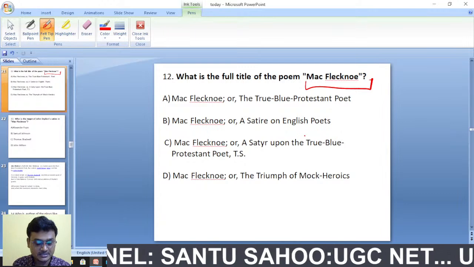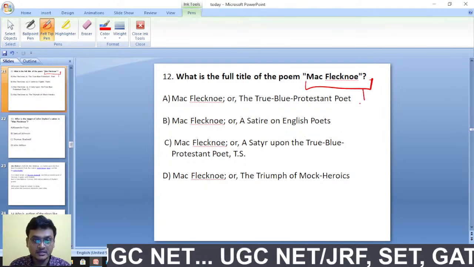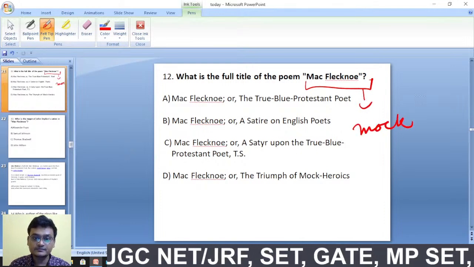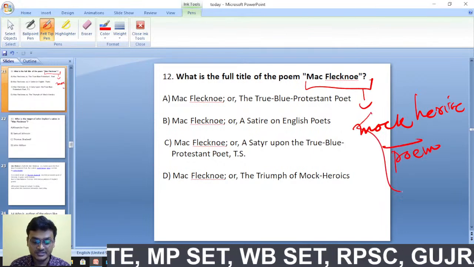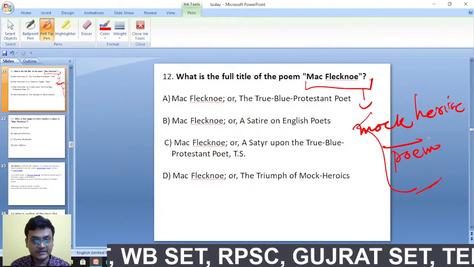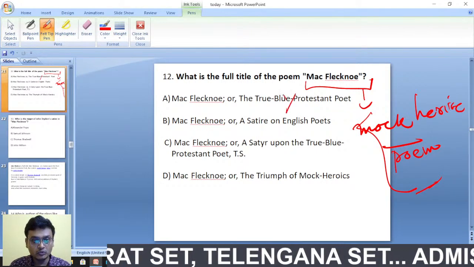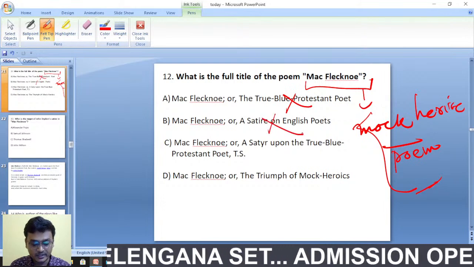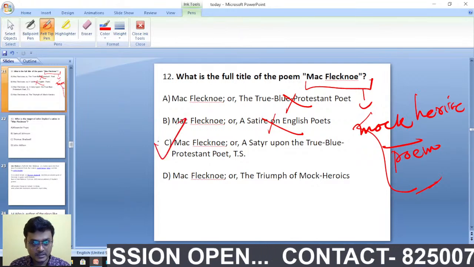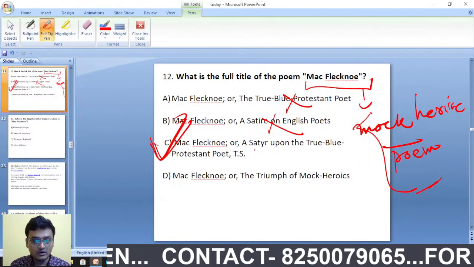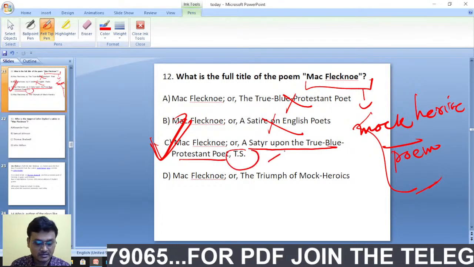Mac Flecknoe is a mock heroic satire poem. Dryden has written Mac Flecknoe. What is the full title of the poem here? It is not the True Blue Protestant Poet, and it is not a satire on English poets. Exactly: Mac Flecknoe, or a Satire upon the True Blue Protestant Poet T.S.